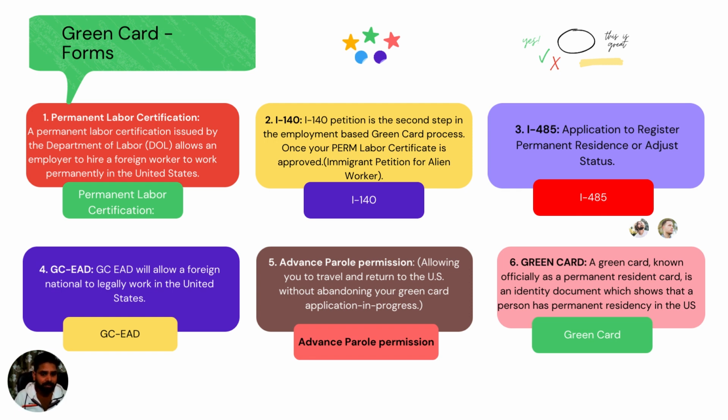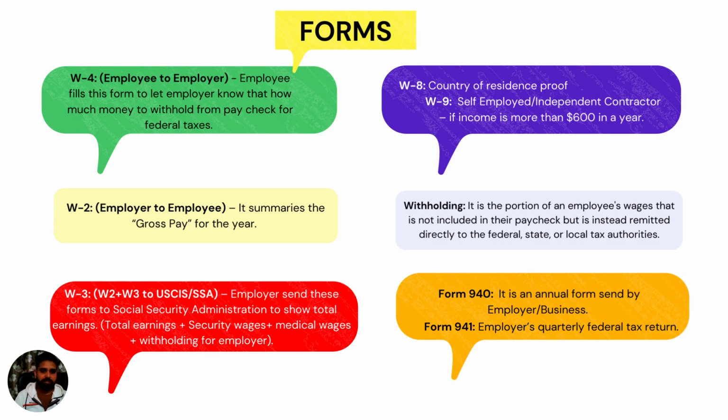Now, our third topic is forms. So these are generally forms used for taxation purposes. We will discuss the forms used for taxation purposes in the United States. In India as well, we do some taxation and file some forms. So the first form in this category is the W4 form. With the W4 form, the employee tells the employer how much withholding has to be collected from the paycheck for the federal taxes.